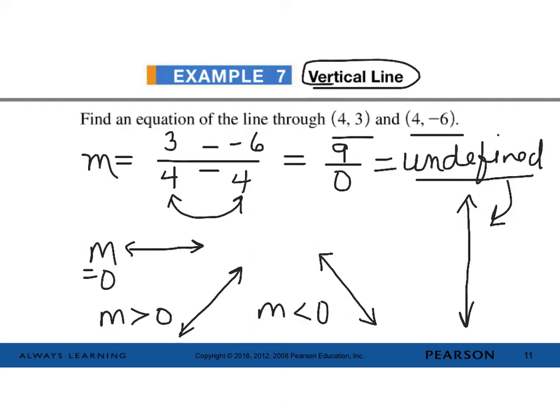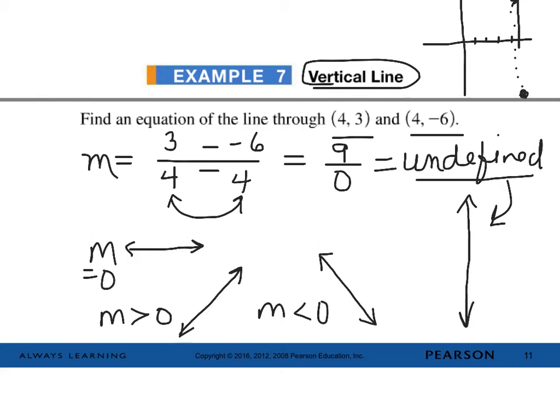In this case, the only way to determine what the equation of that line is to consider what these 2 points look like when you graph them. So if I had a graph grid and I plotted 4, 3, 1, 2, 3, 4, 1, 2, 3. So here's 4, 3. And then I plot 4, negative 6. 1, 2, 3, 4, 1, 2, 3, 4, 5, 6.